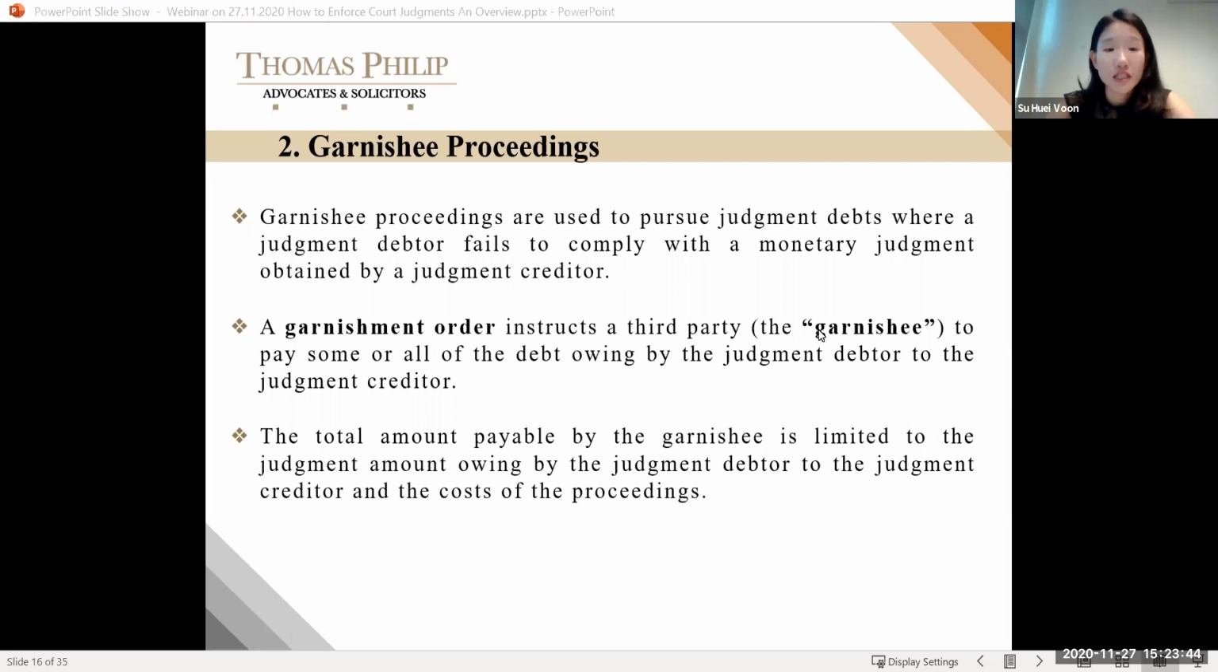So a garnishment order is where a third party, in most scenarios a bank, is ordered to pay some or all of the debt owing by the judgment debtor to the judgment creditor. The total amount payable by the Garnishee, the third party, is limited to the judgment amount that is owing by the judgment debtor to the creditor, and also the costs of the legal proceedings involved.